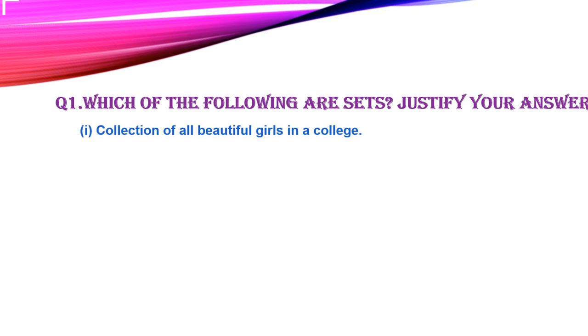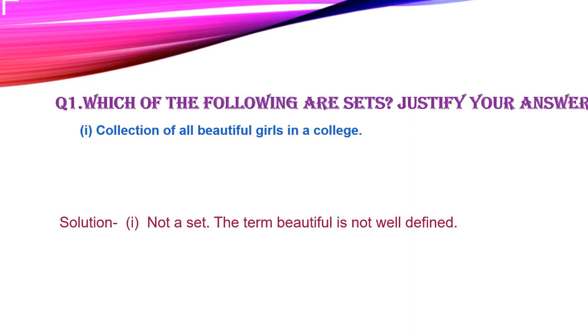Now, if we consider this example, you can easily say that the answer will be no. Why so? Because the term beautiful is not well defined here. In our definition of set, we have come across that we have to make a collection of well-defined objects, right? So here the term beautiful is not well defined, and just because of this reason we cannot consider this collection as a set, right students? Next exercise, collection of all natural numbers less than 100. Obviously the collection is a set because the elements are distinct and well defined.